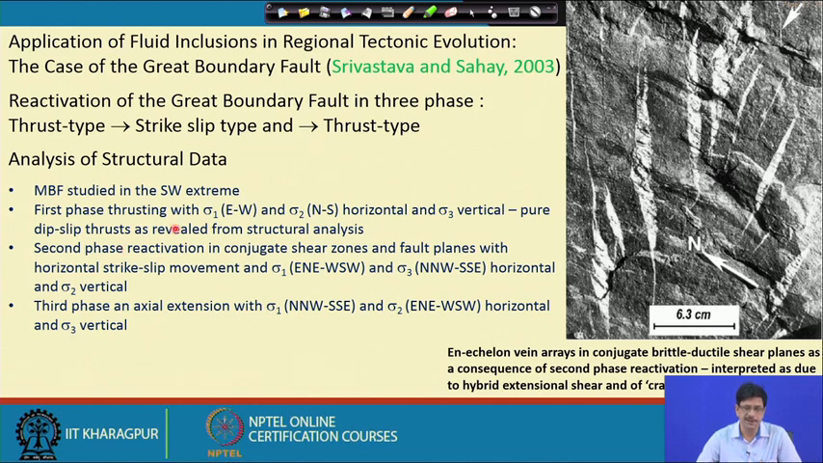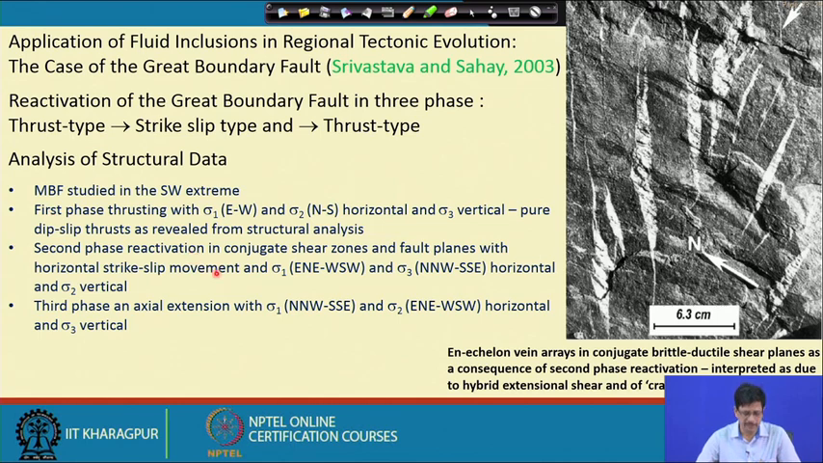So, the first phase of thrusting had sigma 1 east-west, sigma 2 north-south horizontal, and sigma 3 vertical. So, when sigma 3 is vertical, we would expect that the movement will be of a thrust type. So, the pure dip slip thrust is revealed from this. A good amount of structural analysis has been done by these authors, which I will not be discussing in detail here.